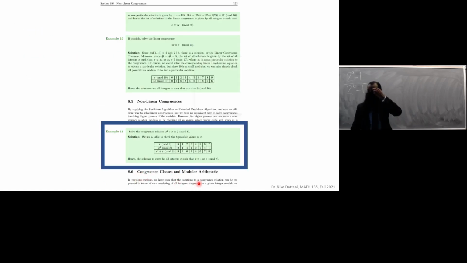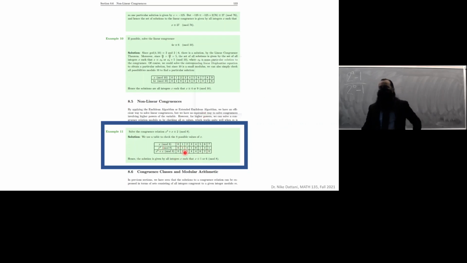8.6 is congruence classes and modular arithmetic. 8.5 is nonlinear congruences. Do you all remember how to solve a nonlinear congruence? So if I have x squared plus x is congruent to 2 mod 8, you know how to find the x? You just make this table, right?